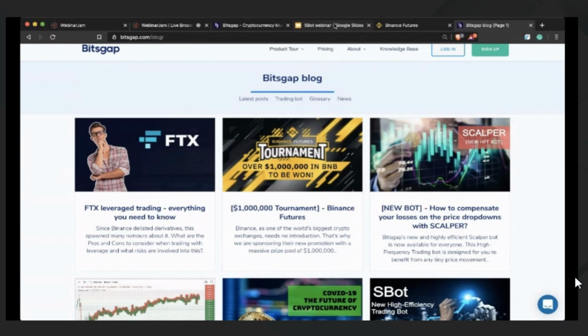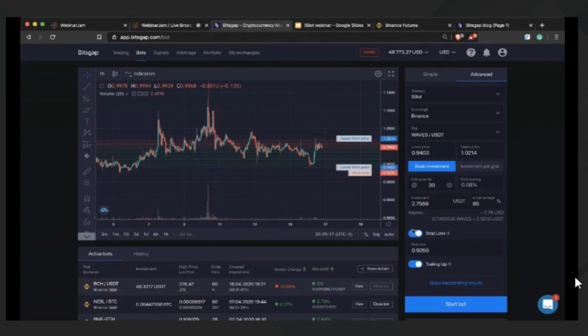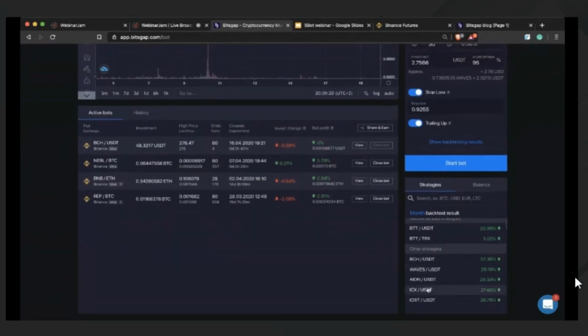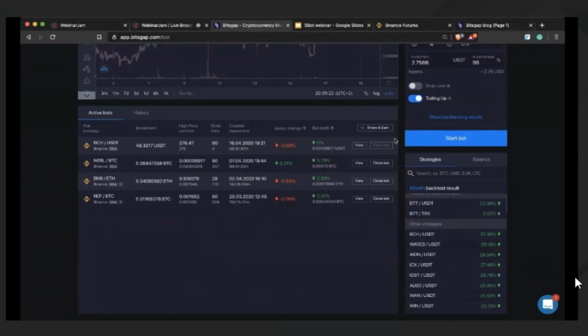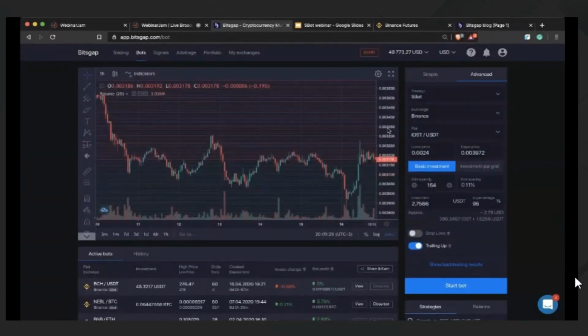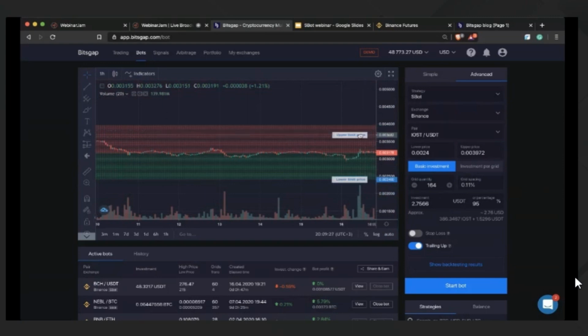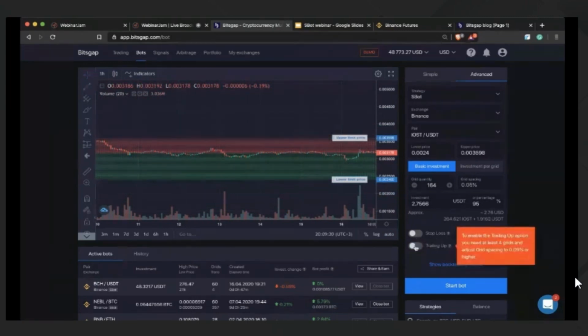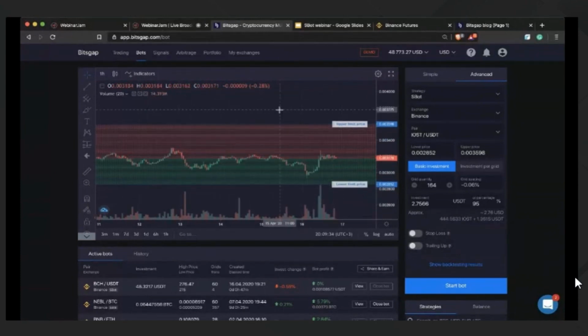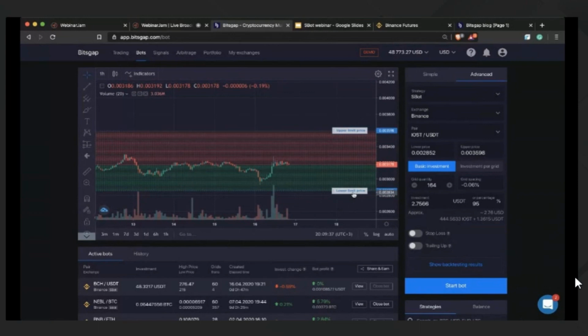There's a question: what's the point of setting up the upper limit price if I activate trading up? It will never reach the upper limit grid, right? Let me show you once again the logic. Let's say you didn't choose the trading up function and you are using the Sbot. You have the upper limit and you have the lower limit.